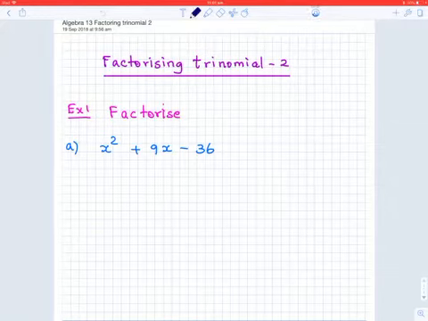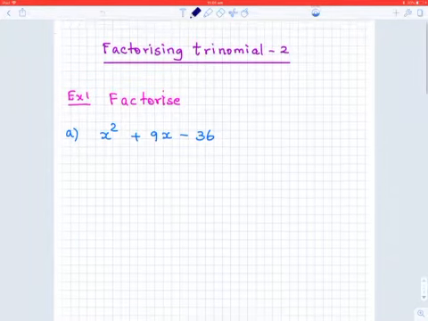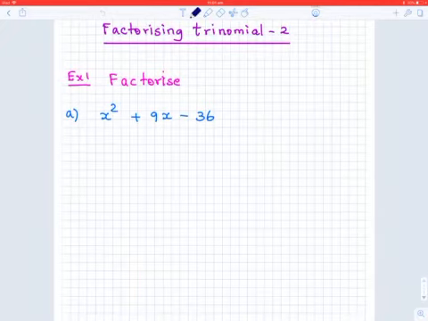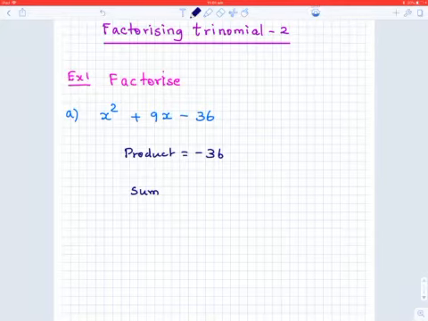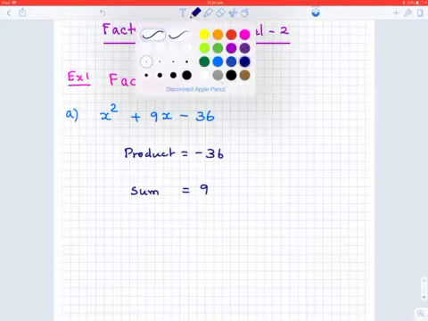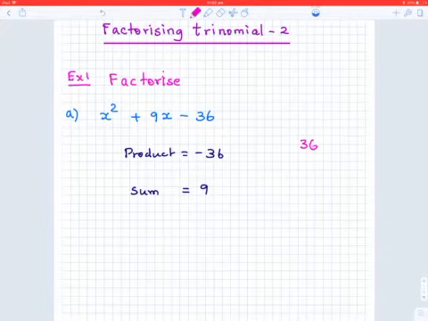Okay, so we start with the question. Factorize x squared plus 9x minus 36. So here the product is minus 36 and your sum is the coefficient of x, which is 9. Whenever you see a negative sign in the last term, I'm going to just write only 36.